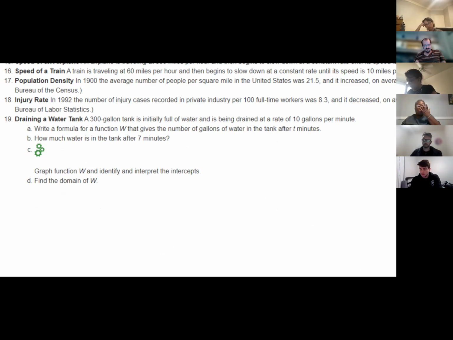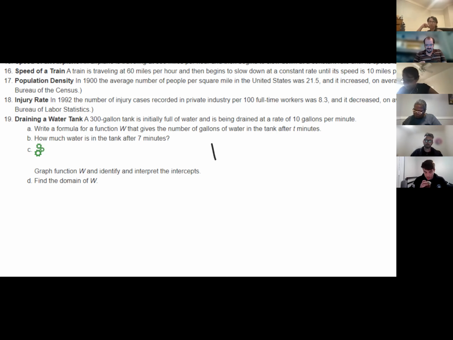Did y'all figure that out? It's W of t equals 0, because that's what we have to figure out for this next part in order to figure out our axes. 30 hours, would it not? 30, I think it's minutes here. But yeah, it would be 30, right?